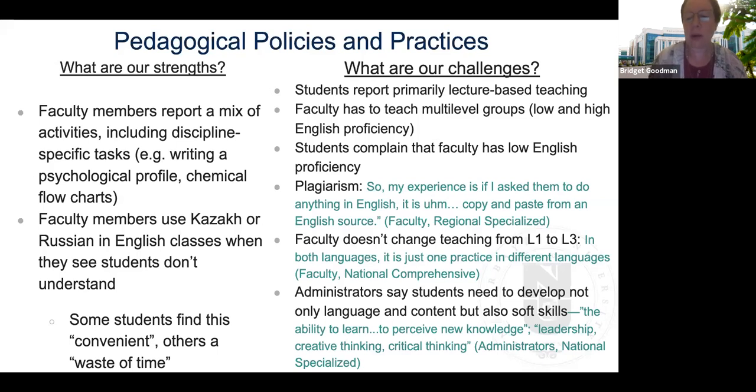And then finally, administrators say students need not only language and content, but they need soft skills. They need to know how to learn. They need to know how to recognize new knowledge. They need leadership, creative thinking, and critical thinking skills. So it's easy for us in multilingual education to only think about language.